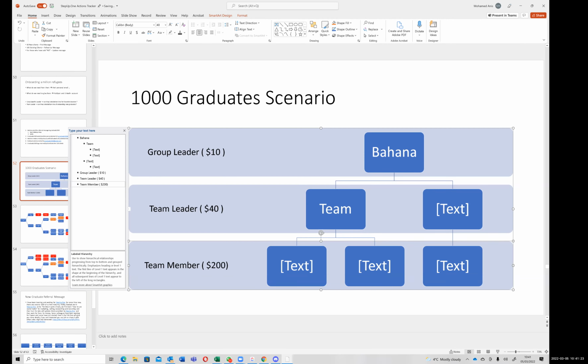It doesn't have to be the group leader. But if we get 400 from each graduate, the 400 goes to the team leadership. Now it becomes a team leadership, not one leader. So I'm just thinking if we can try that and see how it works.